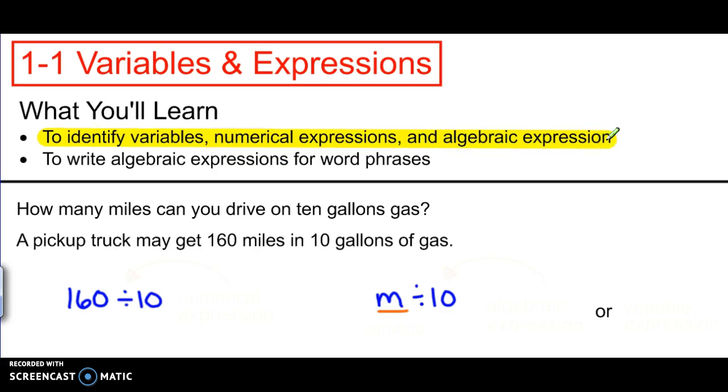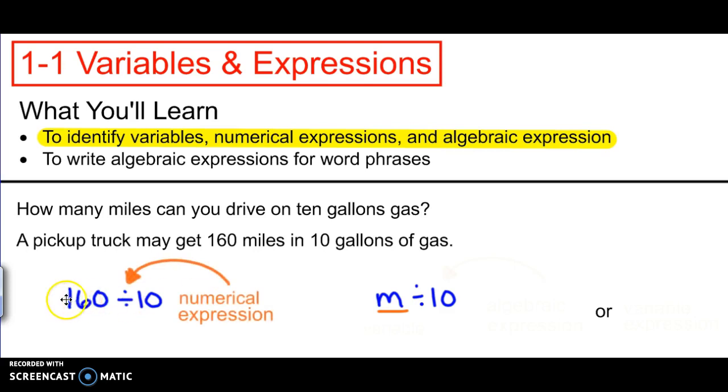So let's start with the question: how many miles can you drive on 10 gallons of gas? Well, different cars have different mileage, so we need to figure that out. Let's start with the pickup truck. It may get 160 miles on 10 gallons of gas. So what we're going to do is take 160 divided by 10. And that is called a numerical expression. But what if we don't know what it is?